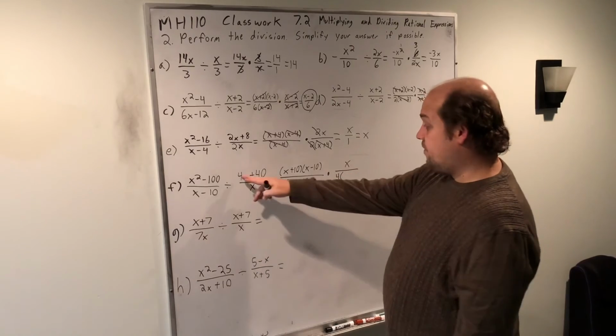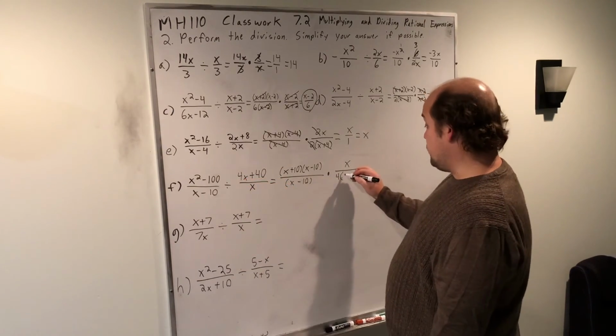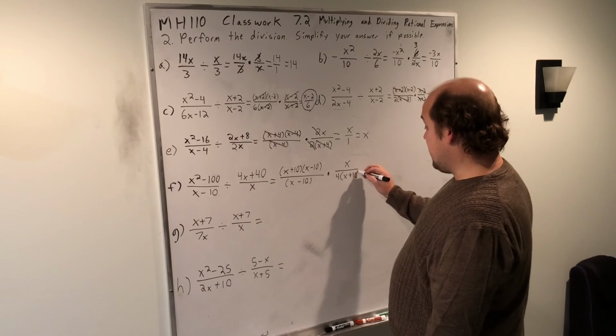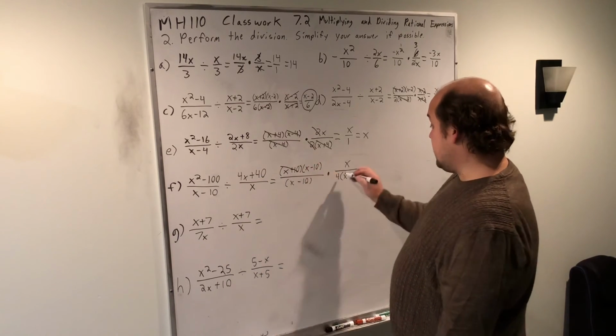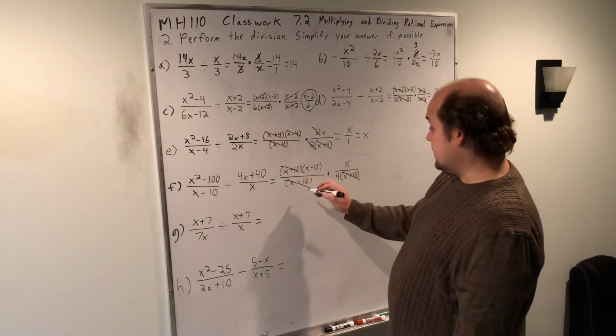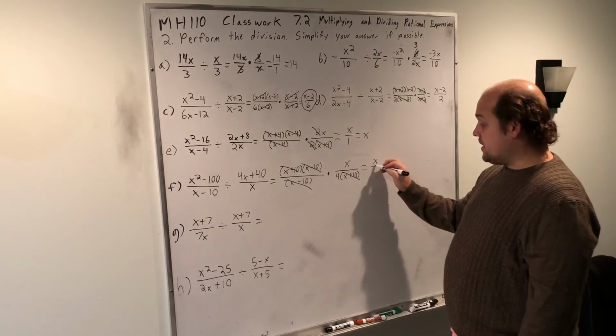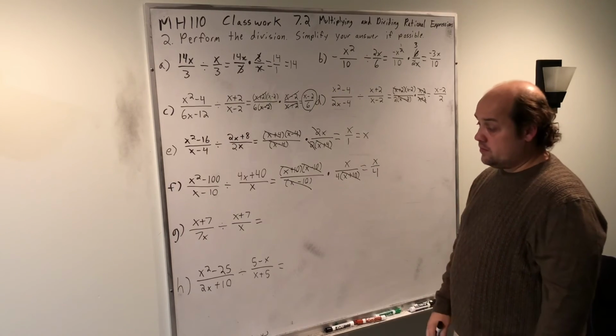That leaves behind 4x divided by 4, which would just be x, plus 40 divided by 4, which would be a positive 10. I can then get rid of this x plus 10 and this x plus 10, this x minus 10 and this x minus 10. That leaves me on top with just an x and on bottom with a 4.